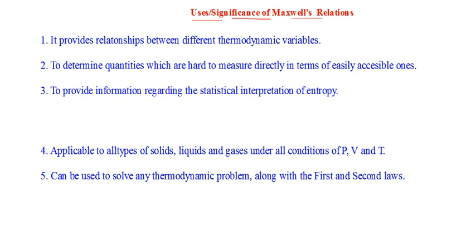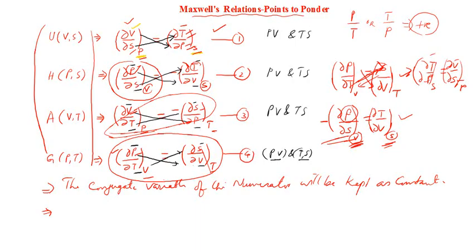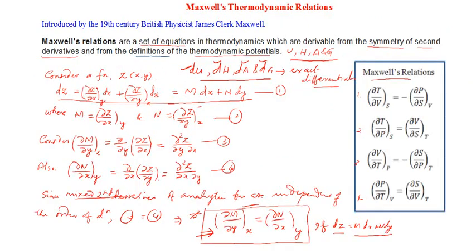To be quick, the foremost one is that it provides a relationship between different thermodynamic variables. Each of the four Maxwell's relations relates the various thermodynamic variables. Which variables? It relates pressure, volume, temperature, and entropy. And that's the interesting thing: PV and TS are related in all four of Maxwell's equations. You can see that it's only relating P, V, T, and S.